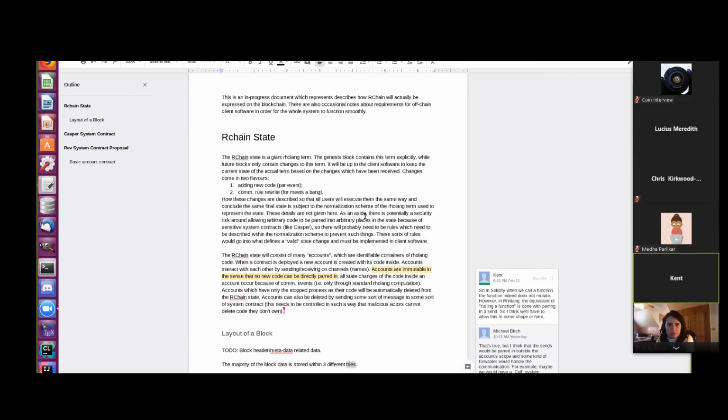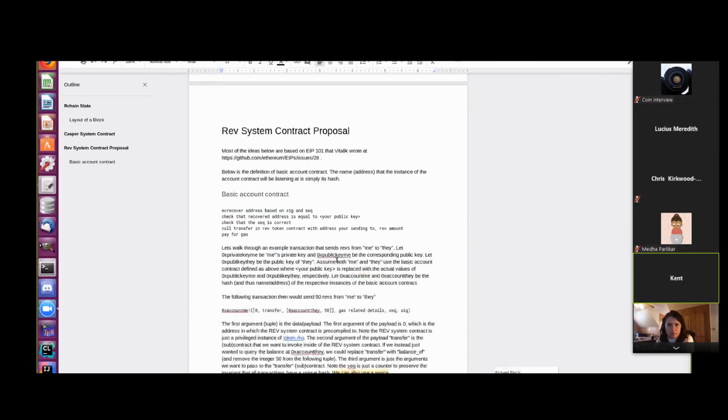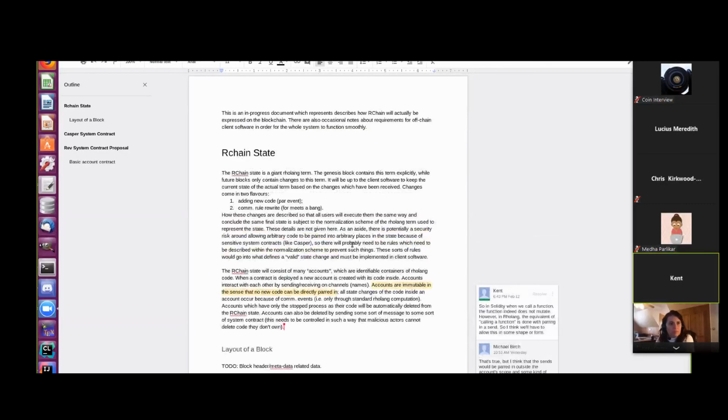So this is a rough sketch of what we've laid out so far. It starts out generally, we are defining what the block is. And here we have defined what exactly we want inside a block. That includes adding new code from par events and the com rewrite rule. And we need the actual accounts storage, if that makes sense. So all the continuations and data that have been persisted over time are part of this account storage.